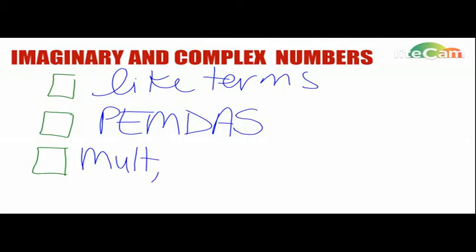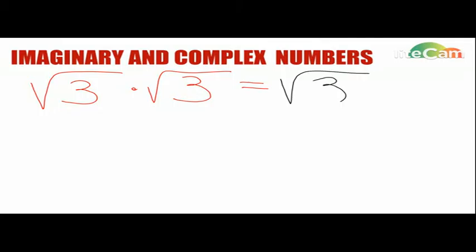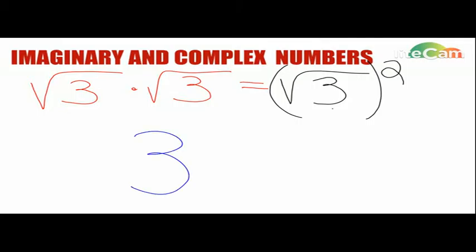And i can follow some of the same rules that variables follow with multiplication, division, and distribution. And we're going to see some of that right now. Okay, so let's say, for example, the square root of 3 times the square root of 3 equals the square root of 3 squared. Do you agree? And what would that equal? A 3. Really, the square root of something squared is just going to be whatever's inside of the radical sign, whatever's being square rooted.